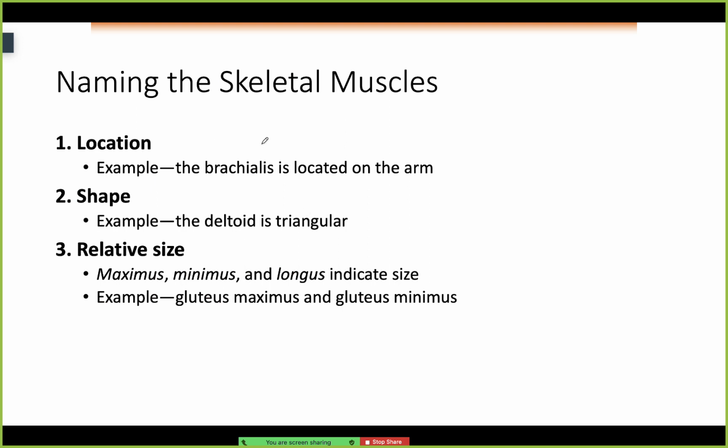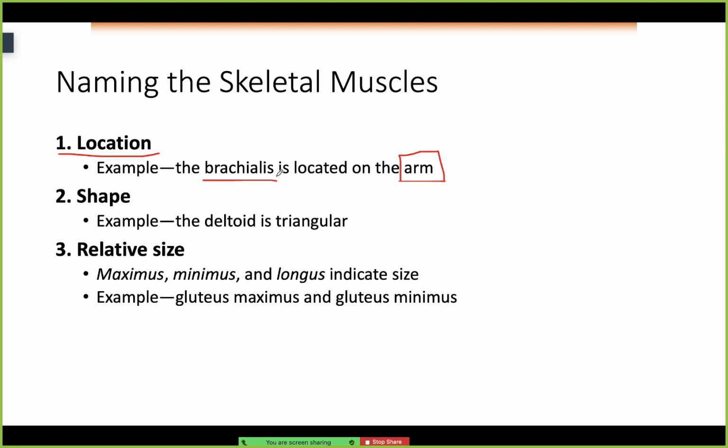Now, when we name skeletal muscles, there are a few features that are going to help you with the nomenclature. Number one is the location of the muscle. Example is the brachialis, a muscle that's located on the arm. But as you learned in the first body orientation PowerPoint, we don't call it the arm, we call it the brachial region. So your arm is considered your brachial region, and the muscle that's found in that area is called the brachialis muscle.